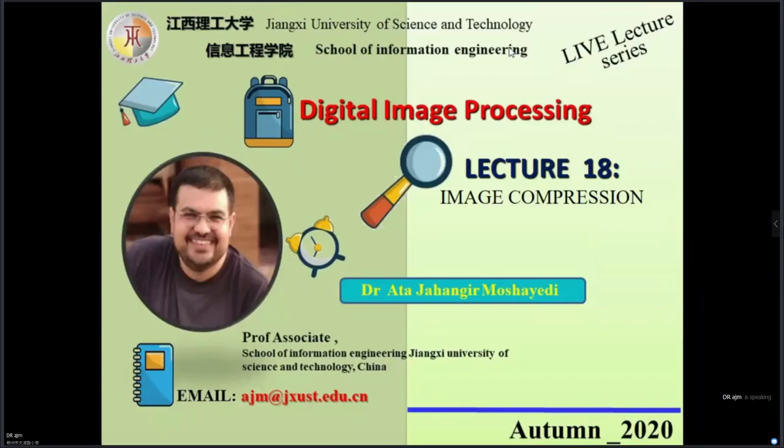Then these three jobs we should consider and talk about today. Let me first start with image compression. About this task 5, I will discuss it when we start the second lecture. We will see how we should deal with that. Okay.